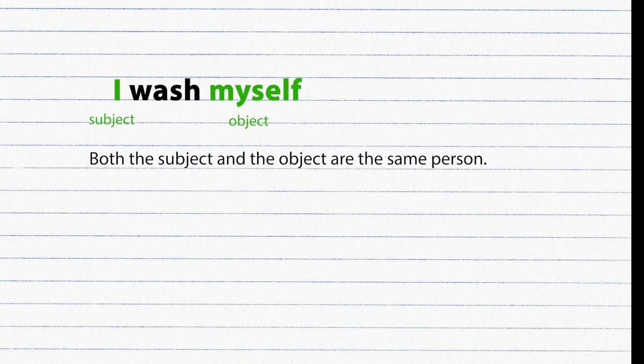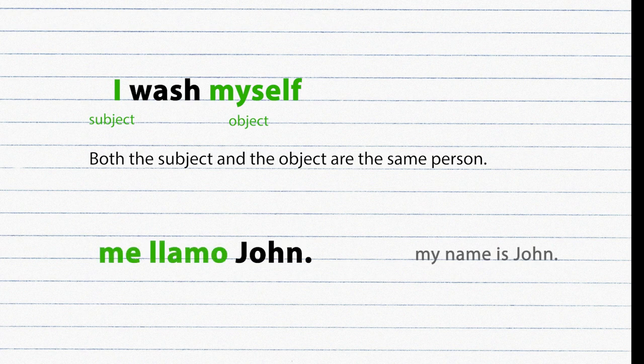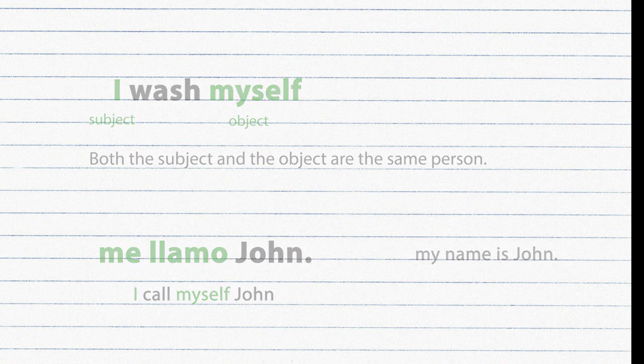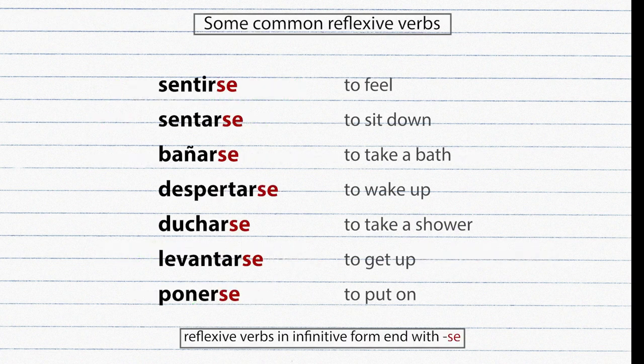For example, one of the very first sentences you learn in Spanish is me llamo and your name. Me llamo John. In English, it's translated as my name is John. But me llamo is actually a reflexive verb, and it will mean something like I call myself John. Some of these verbs cannot be directly translated in English. Instead, it's better to remember the most common reflexive verbs.